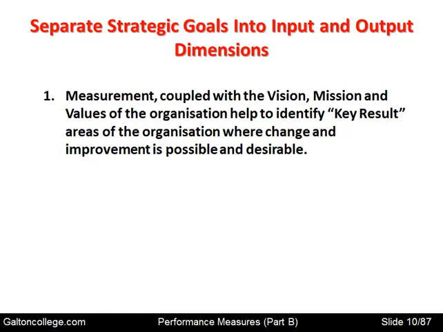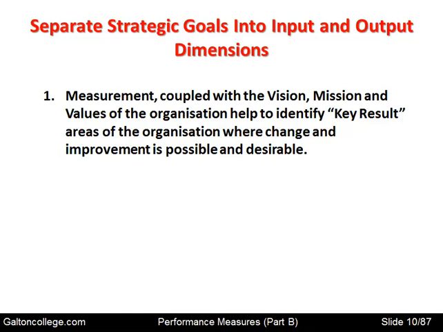So measurement, coupled with the vision, mission and values of the organization, helps to identify key results. And the key result areas of the organization where change and improvement is possible and desirable, to be more specific. So it's looking at the measurements from the various indicators that we can imagine, and coupling that with where the business wants to be and how effective it appears to be in running its operation and trying to achieve its vision and mission. These are the key results. This is the outcome. The outcome are the key results.